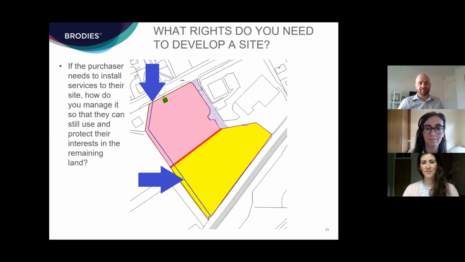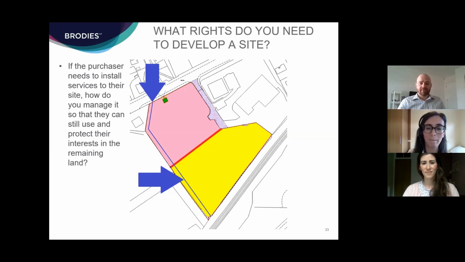And also, notwithstanding the fact that the services are running through our land, they are the purchaser's, they're there to service their property. So what happens if something goes wrong? What happens if a gas pipe blows up or something like that and causes damage to our property? We'd want the purchaser to be indemnifying us against all costs associated with that and making things good again.